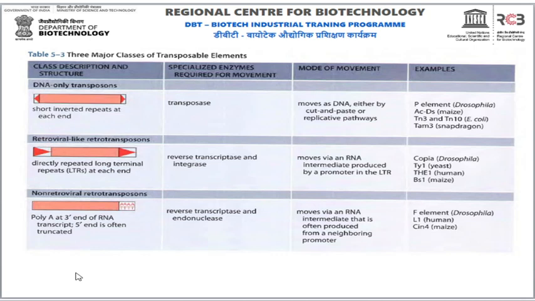Okay. Next is non-retroviral retrotransposon, which has a poly A tail at the 3' end of the RNA transcript, and their 5' end is often truncated. They require reverse transcriptase and they also require endonuclease. The examples of this non-retroviral retrotransposon include F element in Drosophila, L1 element in human, and CIN4 element in maize.